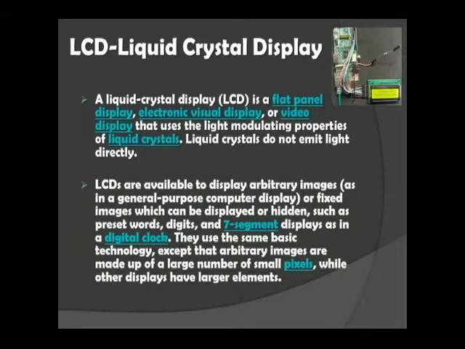A liquid crystal display is a flat panel display, electronic visual display, or video display that uses the light modulating properties of liquid crystals. Liquid crystals do not emit light directly. LCDs are available to display arbitrary images or fixed images which can be displayed or hidden, such as preset words, digits, and 7-segment displays as in a digital clock. They use the same basic technology, except that arbitrary images are made up of a large number of small pixels, while other displays have larger elements.